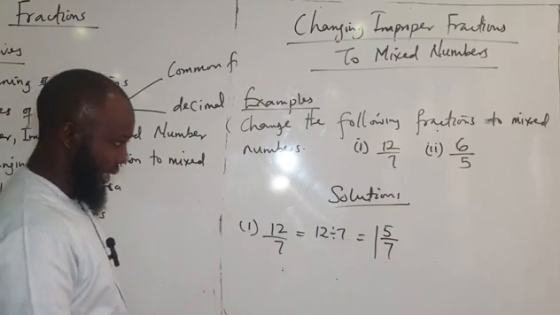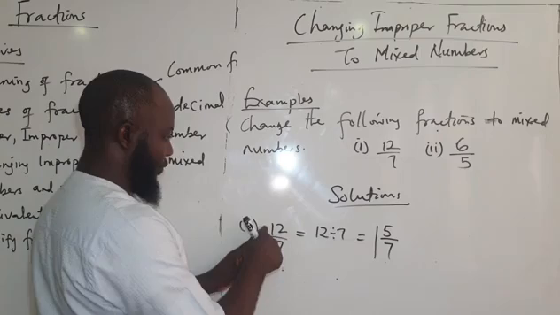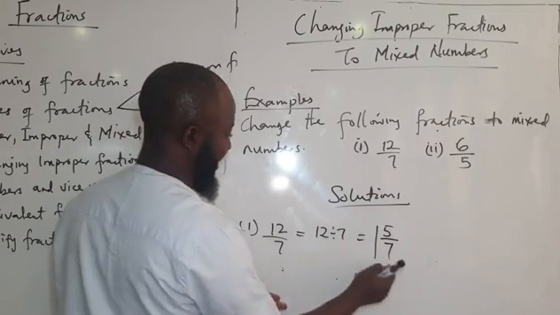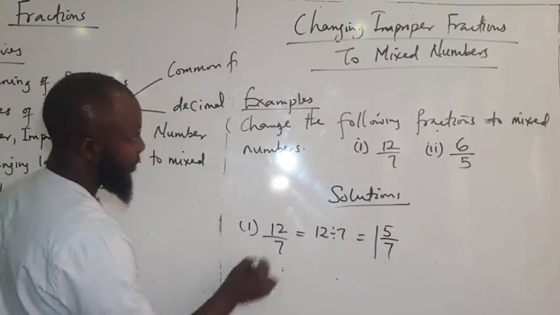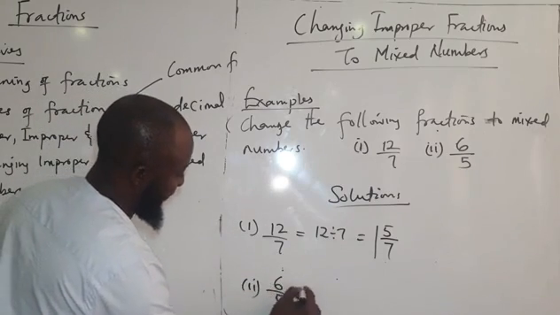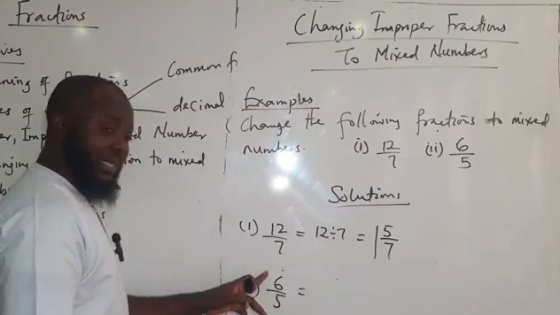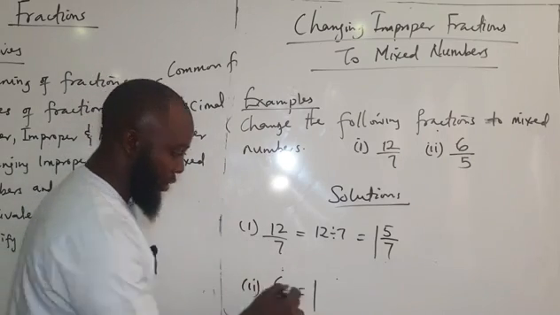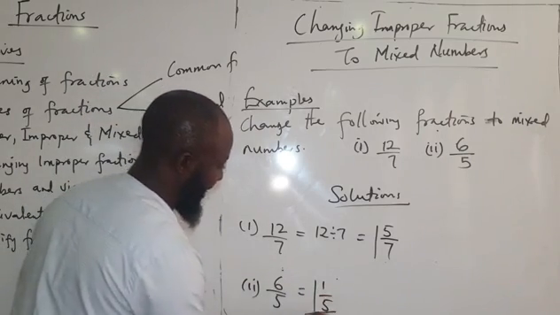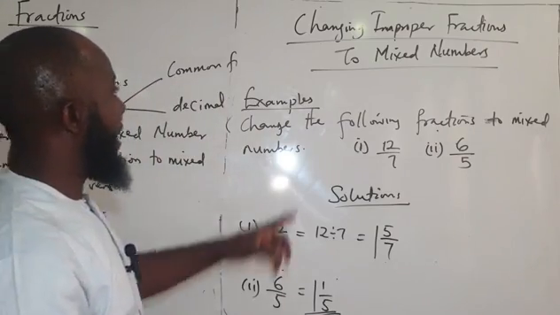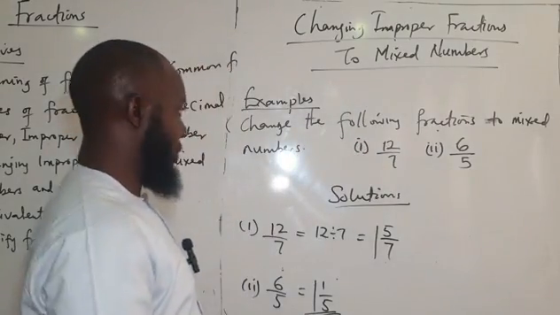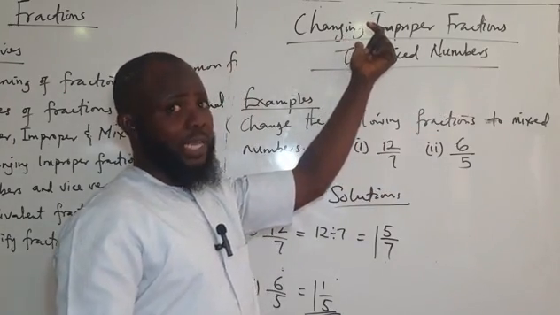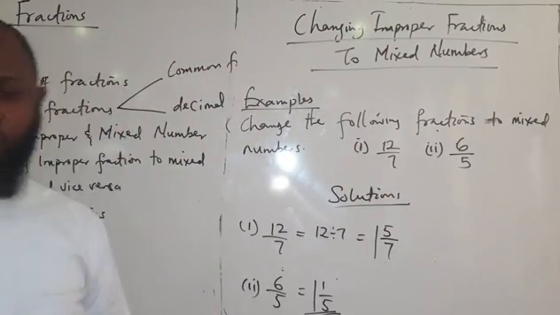So let me repeat again. You are going to use 7 to divide 12, which will give us 1. So what are we going to have as a remainder? That is 5 all over 7. So the second one, we have 6 divided by 5, 6 over 5. How many 5 can we say in 6? That is 1 as well. Remainder, it's going to remain 1 all over 5. So that is how to change an improper fraction to a mixed number. So the next one is how to change a mixed number to an improper fraction. Exactly. So that's what we're going to look at in the next example.